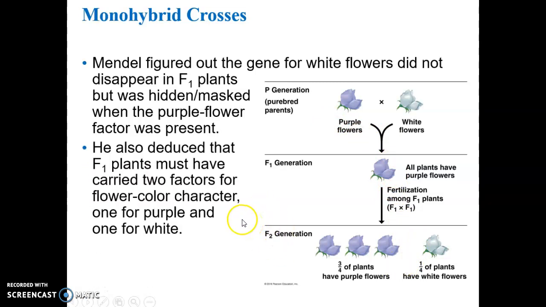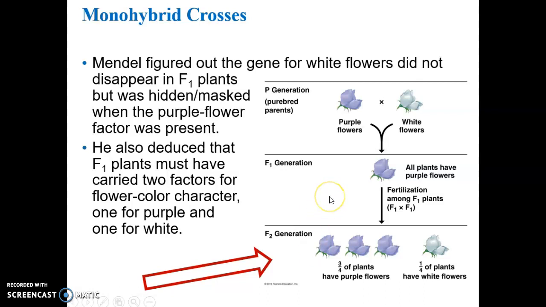So he was able to determine that the F1 generation must have the genetic information, the genes, for the two traits, in this example, flower color. Because that's the only way to explain why in the F2 generation the trait of the two different flower colors reappeared. As we see here.